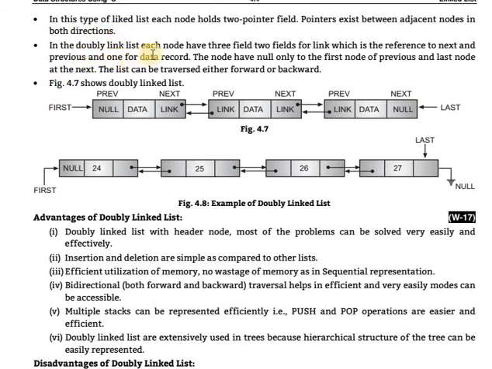In the doubly linked list, each node has three fields. Two fields are for the links, which are the references to the next and the previous node, and one is for the data record. The previous field of the first node and the next field of the last node are null. The list can be traversed either forward or backward. The first field is the previous, the second is the actual data, and the third is the next link, where the next node's address is stored.